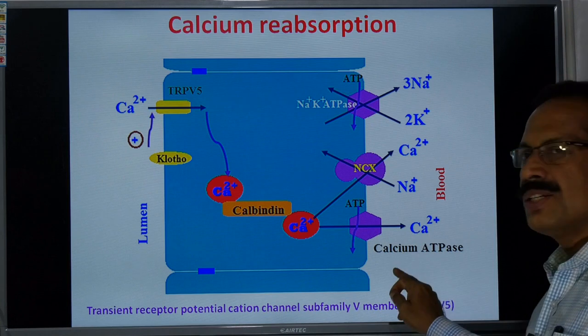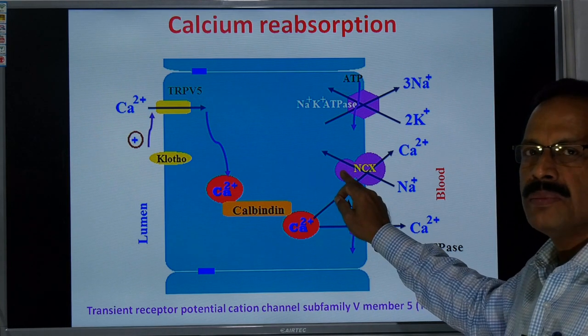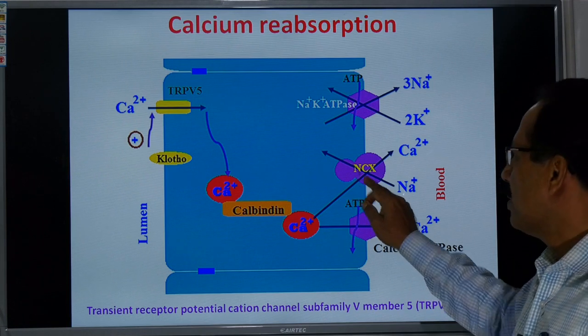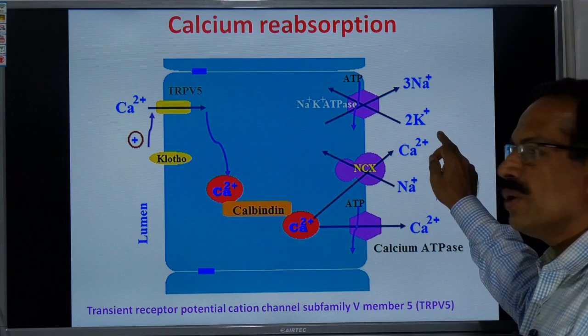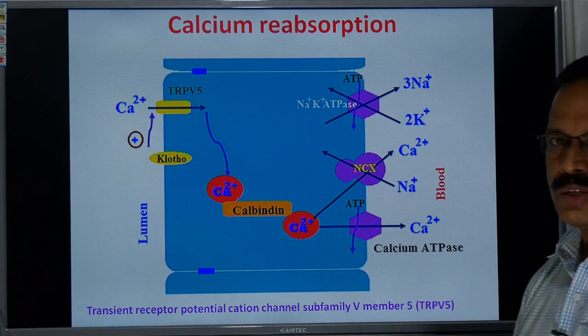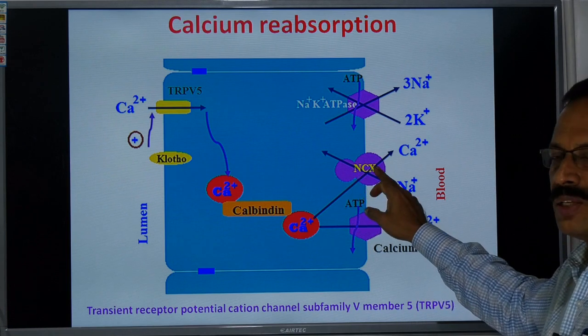One is the calcium ATPase channel, and the second is the type 1 sodium calcium exchanger. That is, sodium is taken into the cell while calcium is going out. This is an exchange. The calcium is exchanged for sodium. So this is a type 1 sodium calcium exchanger.